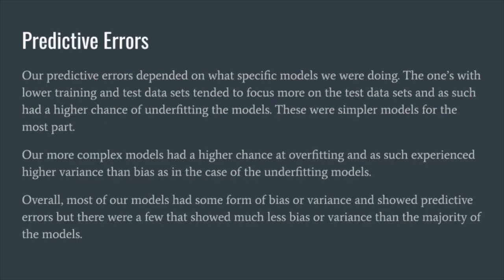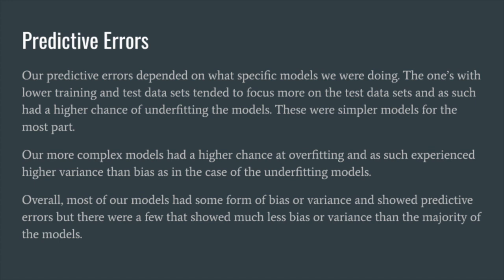Our predictive errors depended on which specific models we were using. The ones with lower training and test data set errors tended to focus more on the test data sets and as such had a higher chance of underfitting the model. These were the simpler models for the most part and experienced higher bias versus variance. Our more complex models had a higher chance of overfitting and as such experienced higher variance than bias, versus the case of the underfitting models.